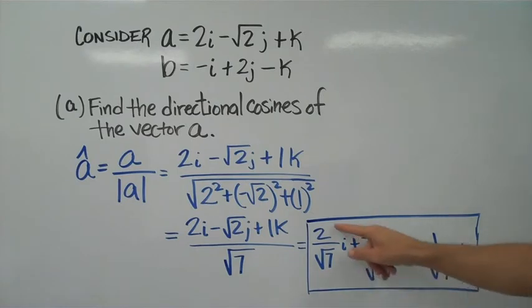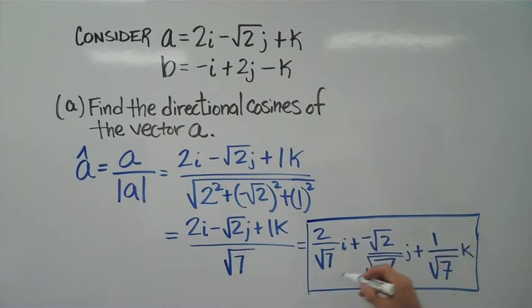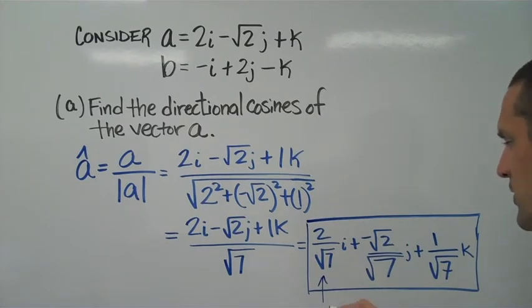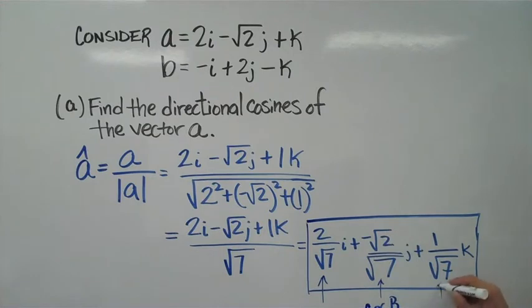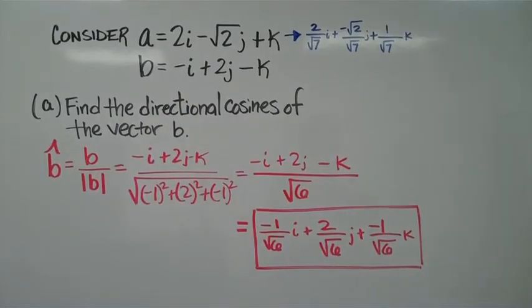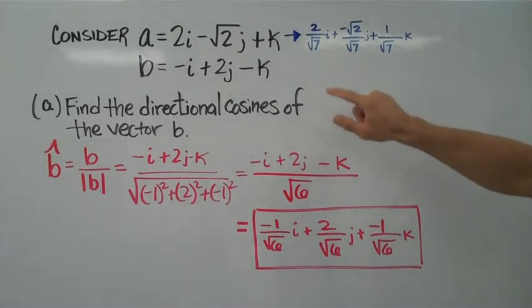Now, if I divide by square root of 7 three ways, I get 2 over the square root of 7 i. That is your directional cosine in the x direction. It's also known as cosine alpha. Then negative square root of 2 over square root of 7 j. Well, this is the directional cosine for the y direction. That's cosine of beta. And the third directional cosine is 1 over the square root of 7. That's cosine gamma, and that's for the z direction. So there are your 3 directional cosines. So we found our directional cosines for vector A.